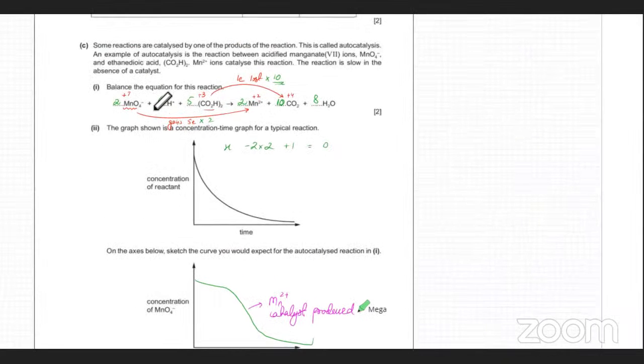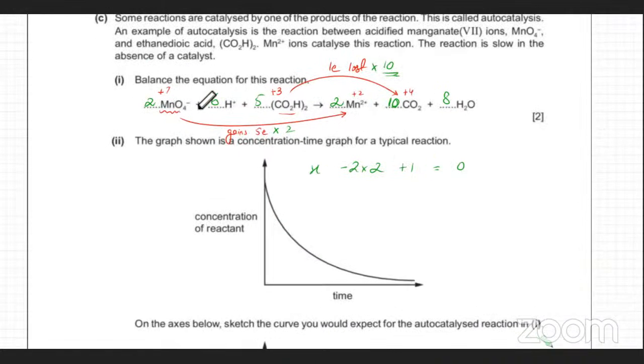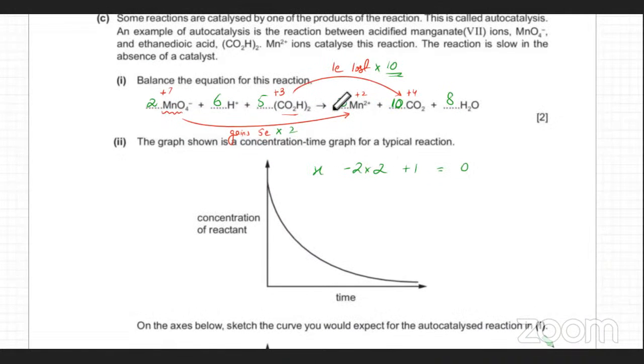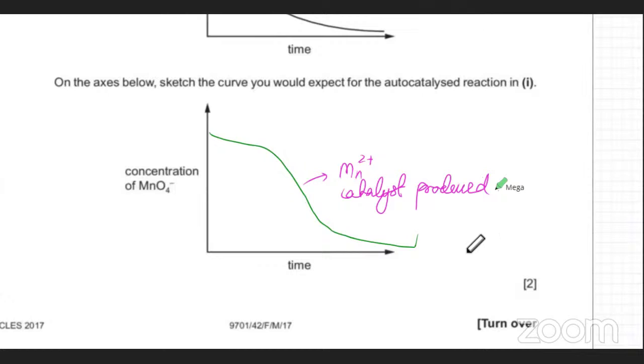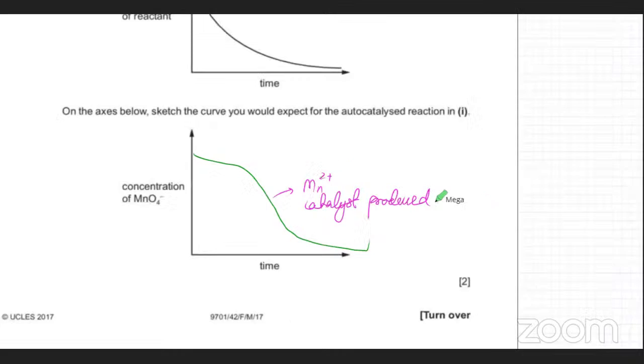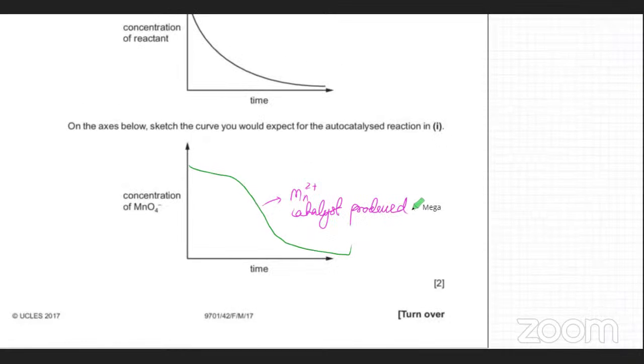Is this clear that the MnO4- concentration starts decreasing at a faster rate then, because the Mn2+ catalyst has been formed now? And then eventually it's going to slow down because you run out of reactants, and the rate would decrease again. So the steepness would decrease again. Is that clear as well?